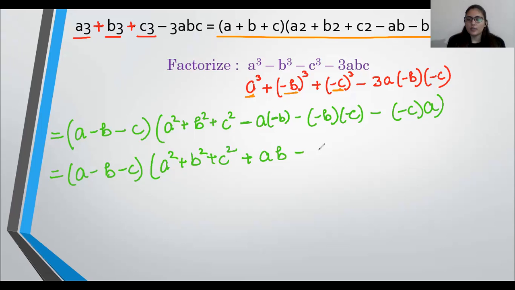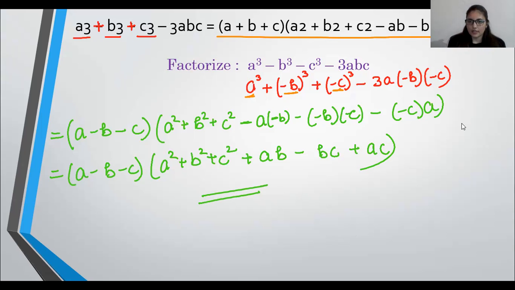Over here, it will be negative BC because you are multiplying two negative terms. And here you will get plus AC. So this is your final answer. Okay, now let's move ahead with one result which is based on this identity.